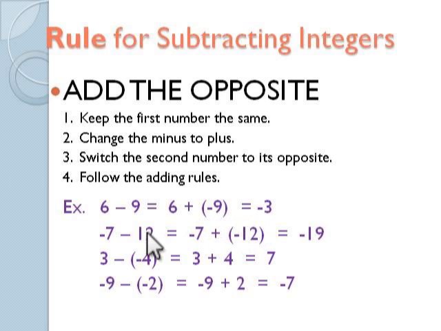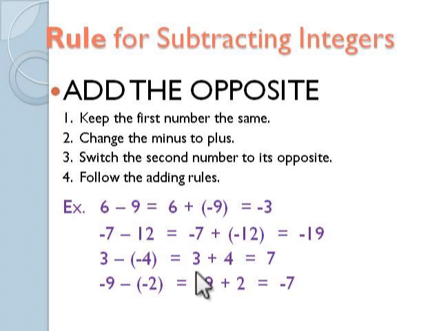Let's look at the second example. We keep the first number the same, negative 7. Change the minus to a plus. Change the 12 to its opposite, a negative 12. Now, what are our rules for adding integers? If the signs are the same, we add their absolute values. So 7 and 12 is 19, and when they're the same, we don't change the sign, so keep it negative. Negative 19.